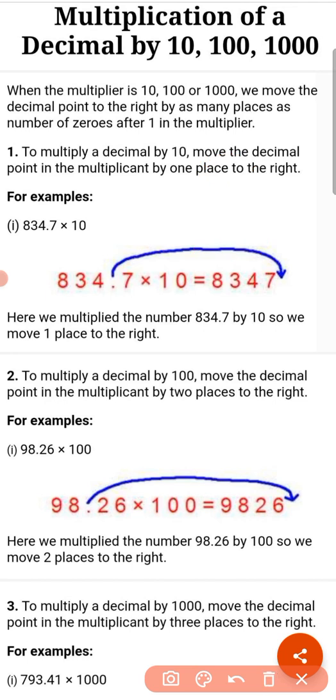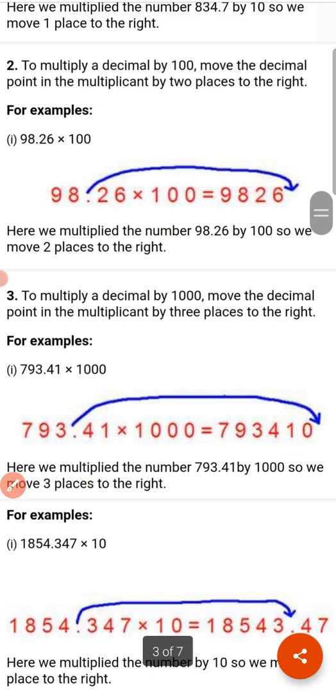So 8347 is the answer. Children, here the position of the decimal is this. Here. So, move one place to the right. One place means you should put the decimal after 7. After 7, the decimal will come here. So, the number is equal to 8347.